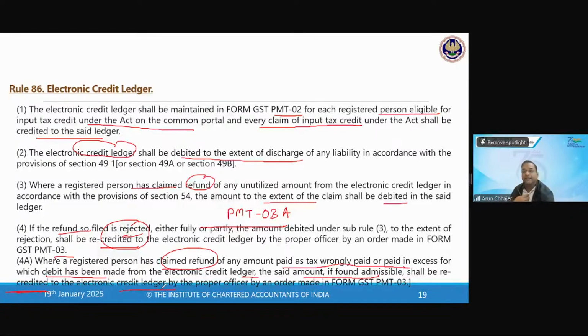Here they are saying, suppose I have paid tax in excess. I was supposed to pay 1 lakh, but I have wrongly paid 10 lakh. But what was the mode of payment of the 10 lakh? The 10 lakh payment has been made from the credit ledger. So when I apply for a refund of 9 lakh, they will give the refund. This time the refund would be given in the credit ledger, not in cash.